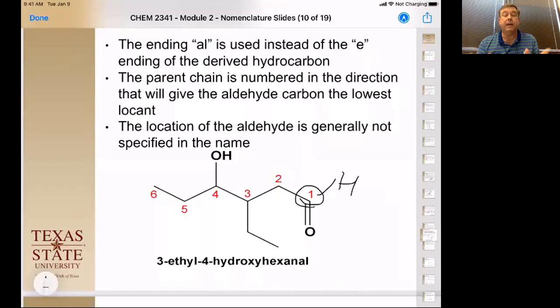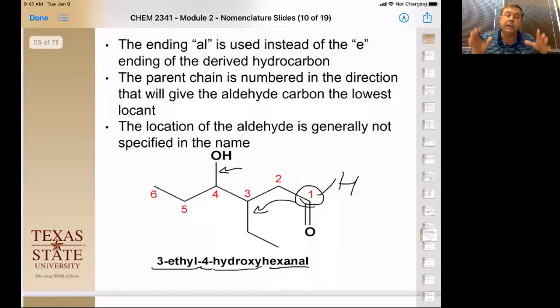Okay. Now let's add our substituents. First substituent is an ethyl, second substituent is hydroxy. E comes before H. Therefore, our total name is 3-ethyl-4-hydroxyhexanal. Okay, so we dropped that E and added AL at the end. We know that we have an aldehyde. That's the joy of these really specific name structures: looking at it, you know, oh, it's an aldehyde. I know exactly where that aldehyde is, I know exactly where the hydroxy is, and I know exactly where the ethyl is.